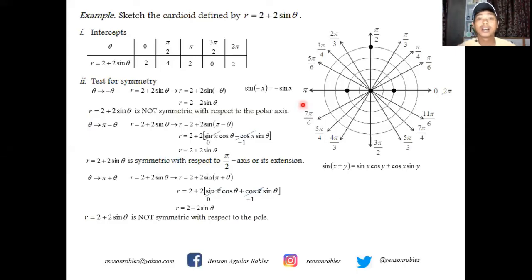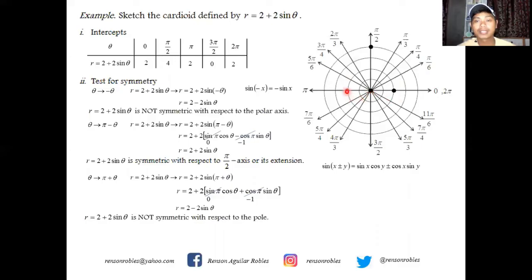So the cardioid r equals 2 plus 2 sine theta is only symmetric with respect to the pi over 2 axis and its extension. By the way, based on the characteristics that we enumerated earlier, the cardioid r equals 2 plus 2 sine theta is a cardioid pointing upward. So this is how your cardioid will look.